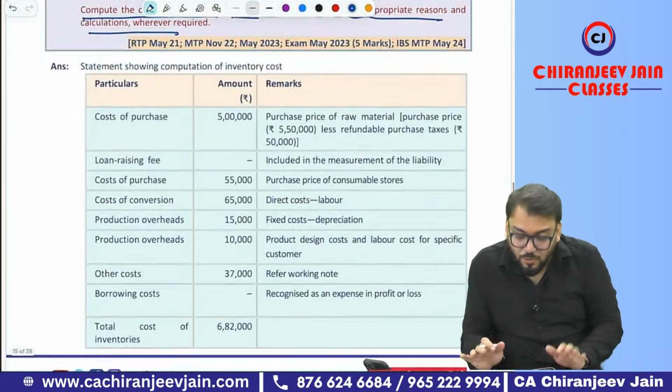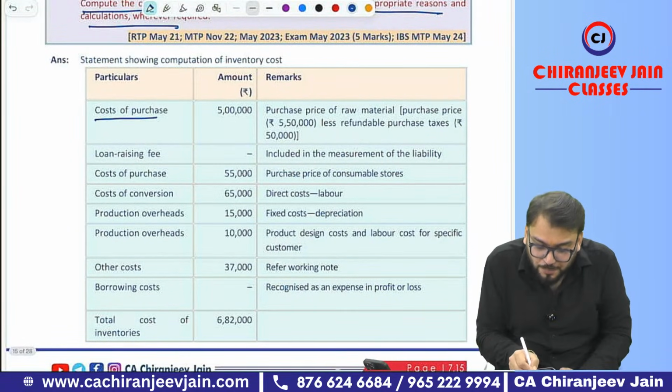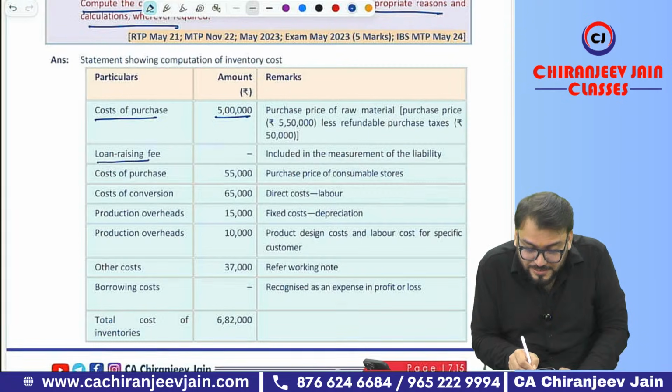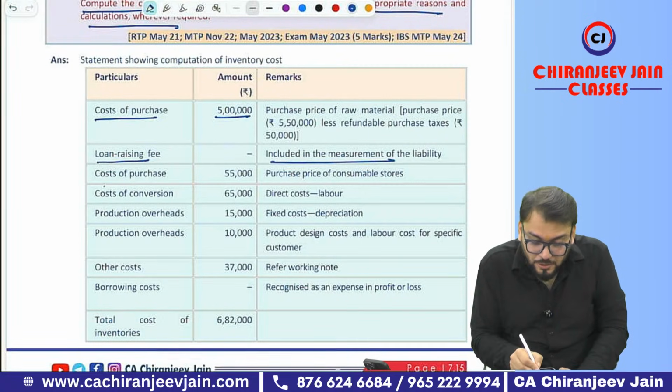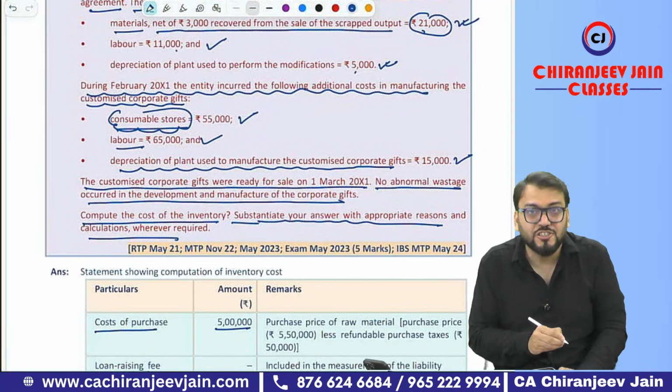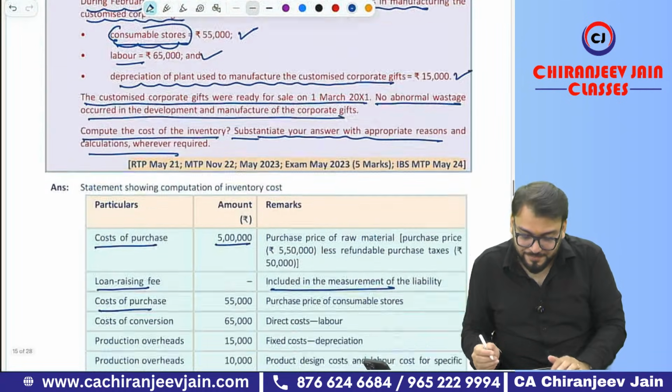Okay, sir. But how to write it? First they have written cost of purchase 5 lakh. Then loan raising fee will not be included. Then cost of purchase again: this was the consumable store, so this is also cost of purchase of indirect material.